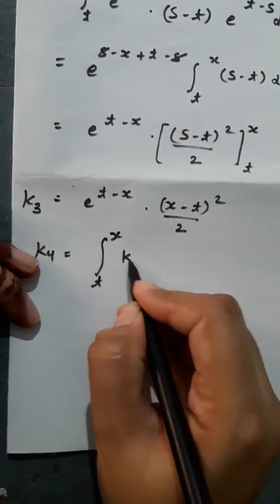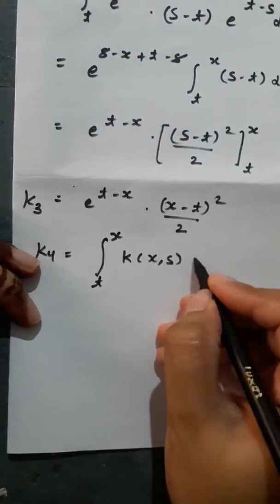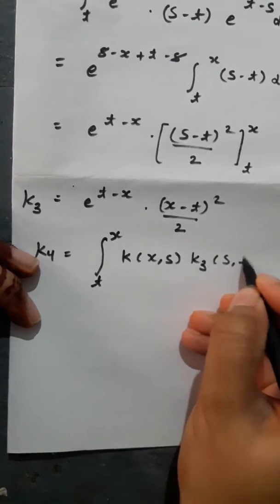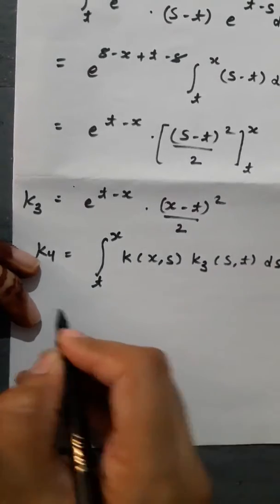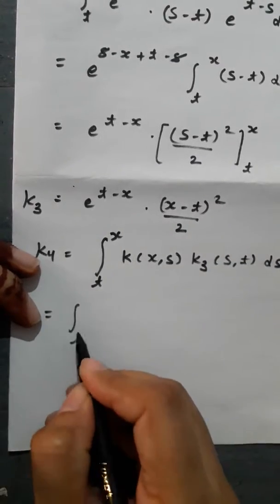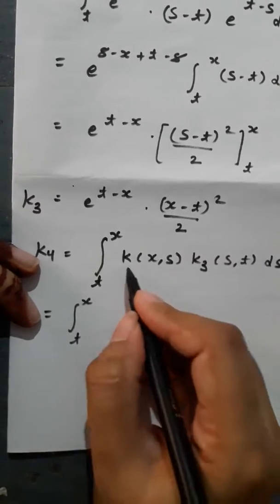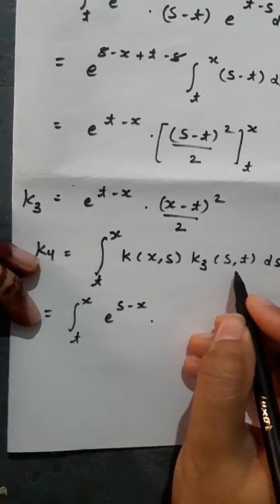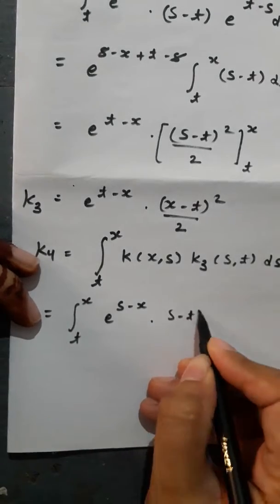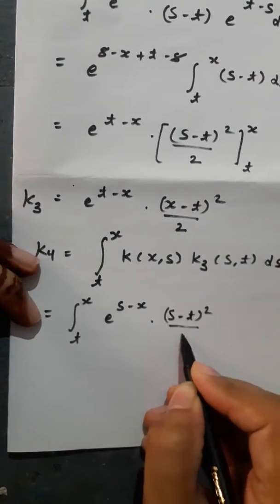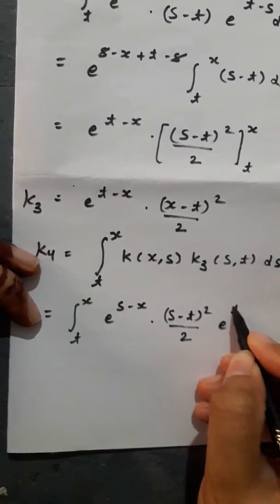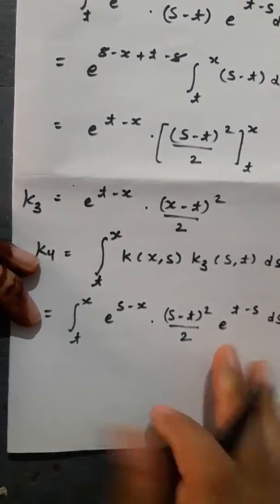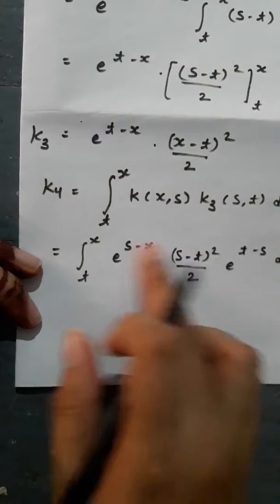Integral from t to x of k of x comma s, this will be k3 of s comma t ds. So just put the values. This k of x comma s will be e to the power s minus x. k3 of s comma t will be (s minus t) square by 2 e to the power t minus s ds. So just add the powers of these two terms.